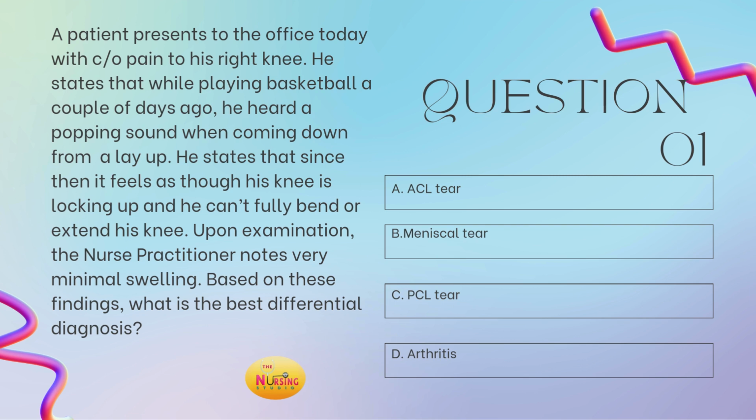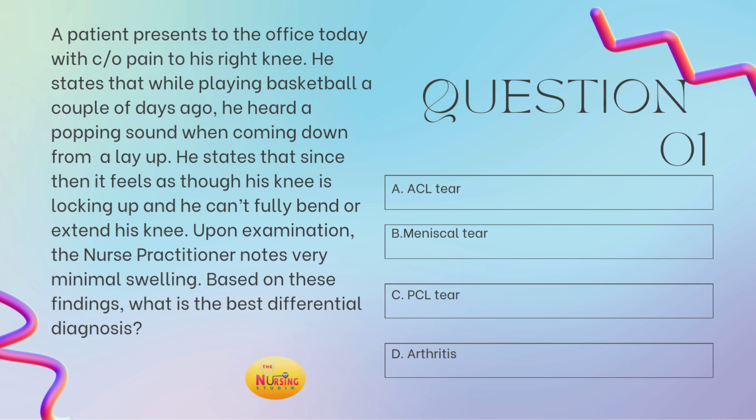Although with ACL tears and PCL tears, we do have knee pain, it will be more of a stability issue. So yes, they may hear that popping sound as well, but that locking up sensation, the inability to fully bend or extend the knee, is more aligned with B, a meniscal tear. This is more common with a meniscal tear. With ACL and PCL tears, they will feel like it's unstable, like their knee is just giving out from under them.